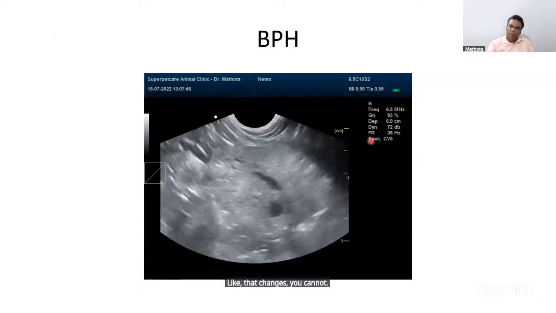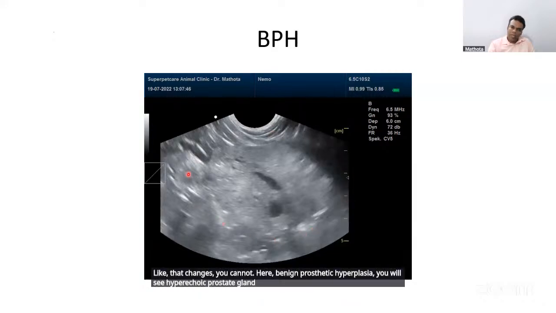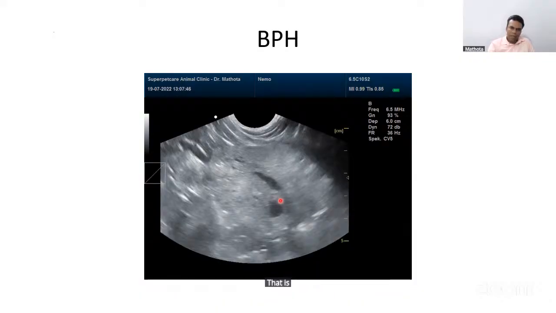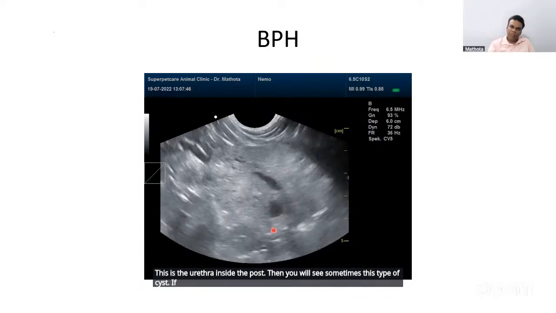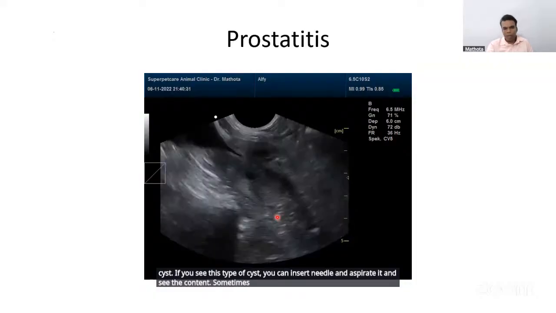Here, with benign prostatic hyperplasia, you will see a hyperechoic prostate gland that is enlarged in size. Sometimes you will see small cysts like this. This is the urethra inside the prostate. Then you will sometimes see this type of cyst. If you see this type of cyst, we can insert a needle, aspirate it and see the content. Sometimes there can be abscesses.